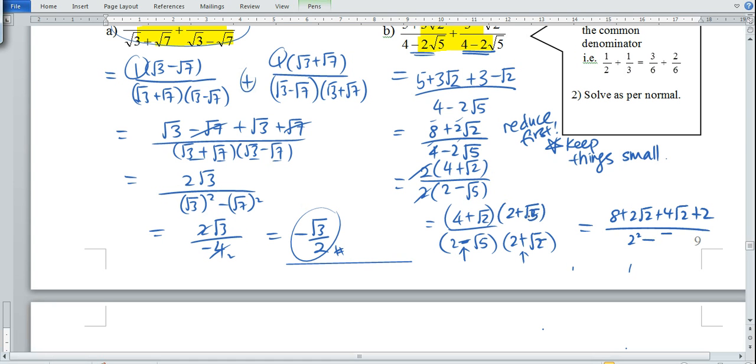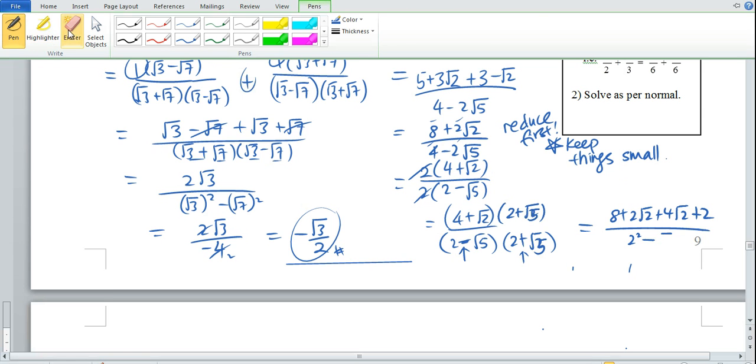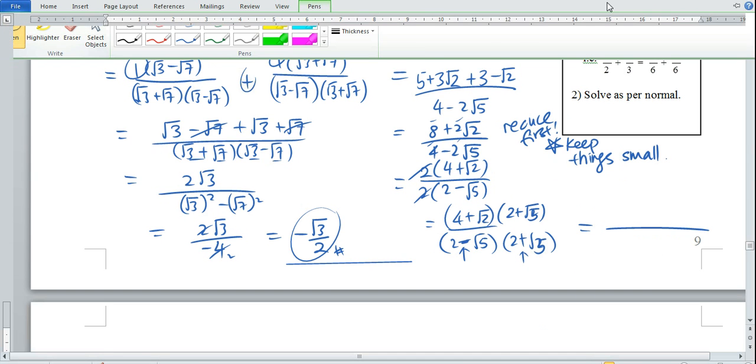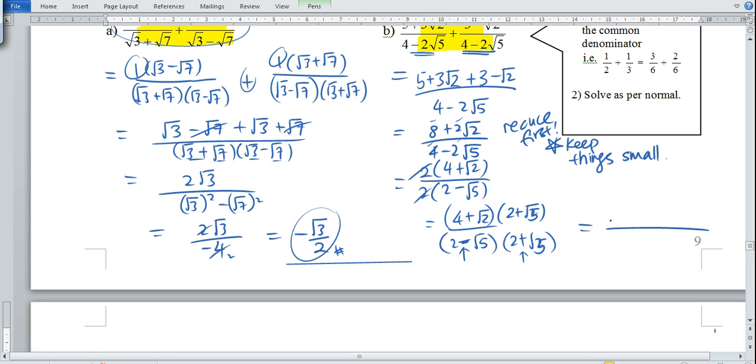Sorry, I think I have a mistake here. Okay, so please be careful when you do your simplifying. You can always check with the calculator later. Okay, right now I can simplify the numerator by expanding. Square root 2 times square root 5 is square root 10.